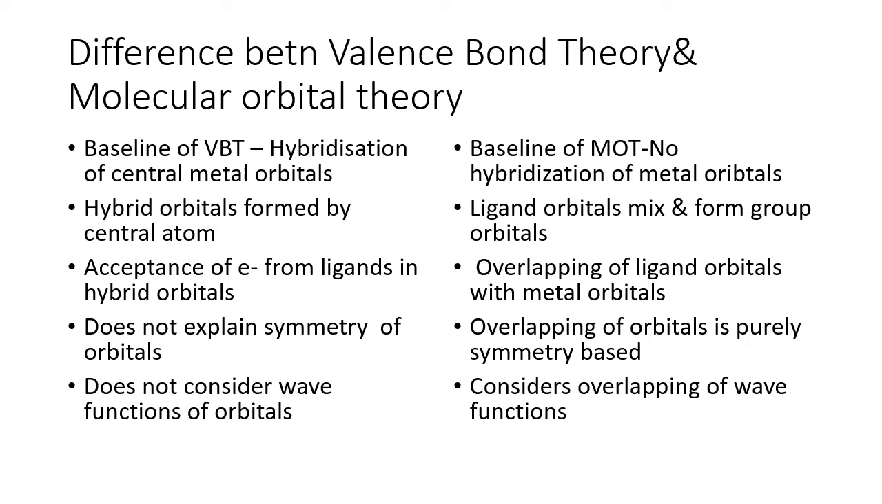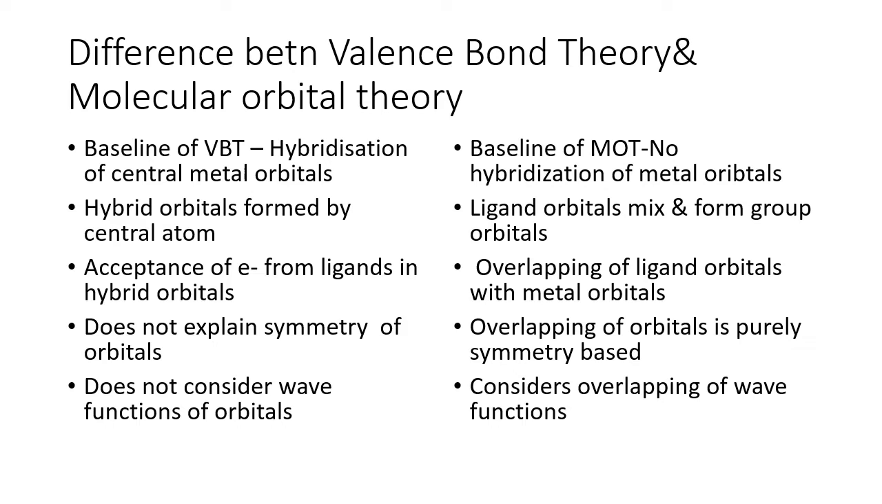The differences between valence bond theory and molecular orbital theory we have to discuss first. Valence bond theory, which we have been discussing since long, is based on the hybridization of central metal orbitals, whereas molecular orbital theory is purely based on overlapping of ligand orbitals. That means it does not give much importance to the central metal orbitals, but it considers that the overall overlapping of ligand orbitals with metal orbitals gives rise to molecular orbitals.